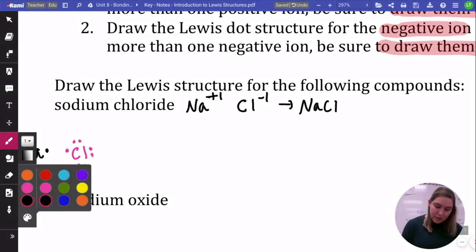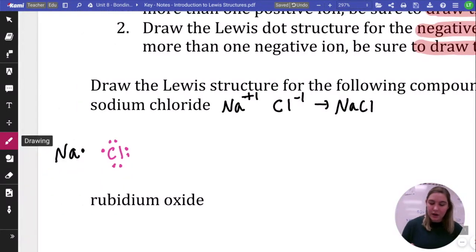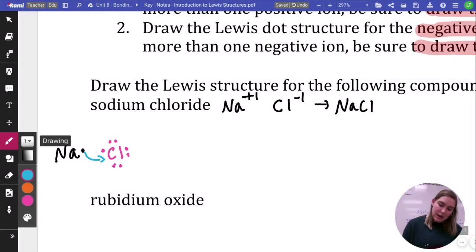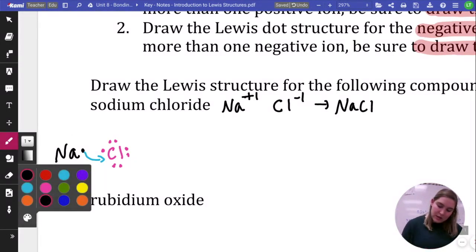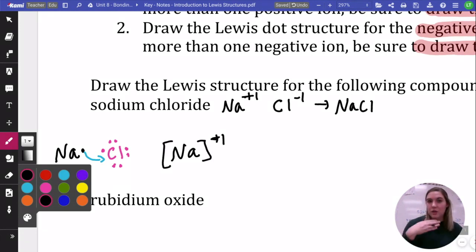All right, so right here, what's going to happen is chlorine has 7, sodium has 1. Both want to get to 8, so sodium is going to donate its valence electron to chlorine. When it does that, sodium is left with a positive 1 charge, and it's lost its outer shell of valence electrons, so we just draw it like that. And then chlorine has gained an electron.